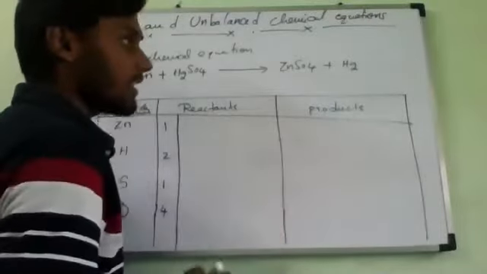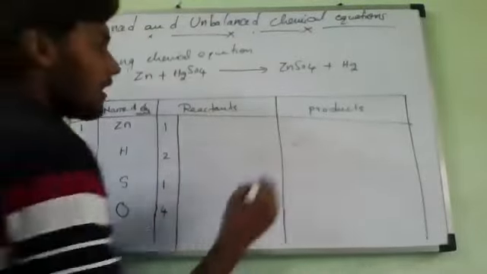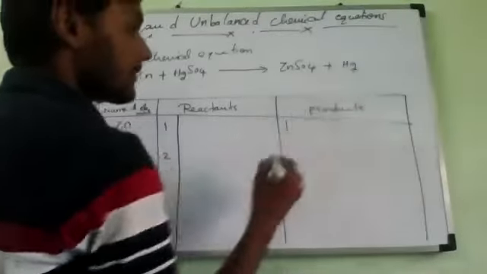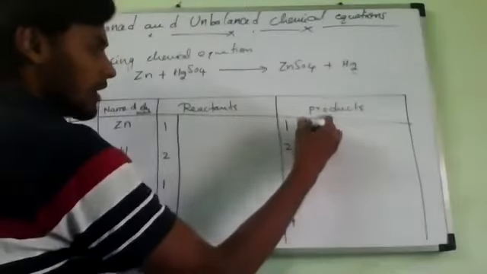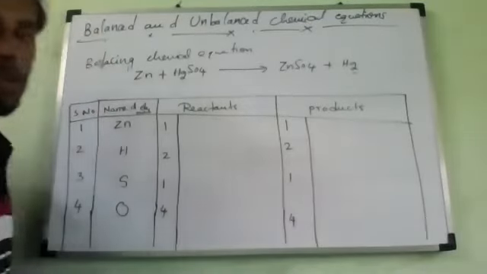Product side, how many zinc are there? One zinc. Next, how many sulfur? One. How many hydrogens? Two. How many sulfurs? One. How many oxygens? Four. So now, draw the box. Now you verify.